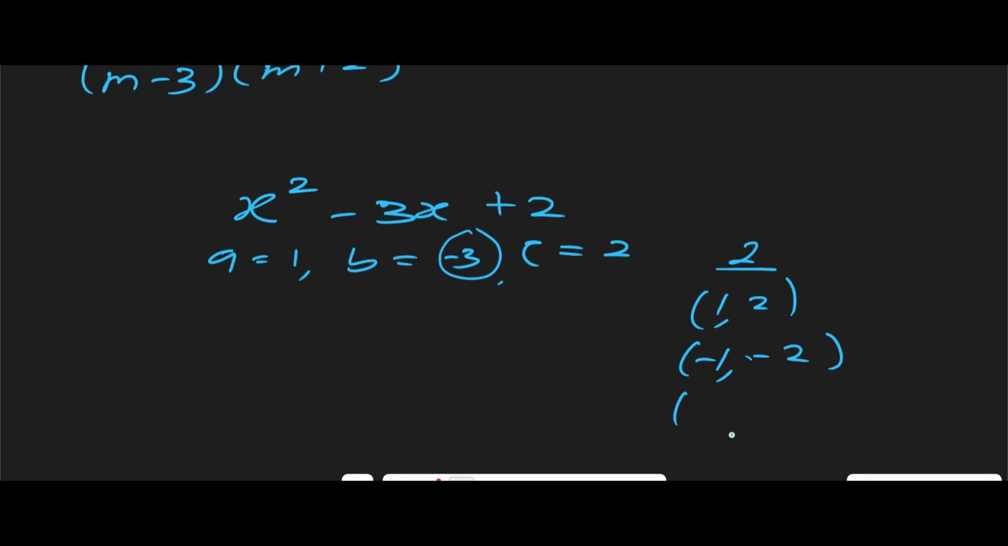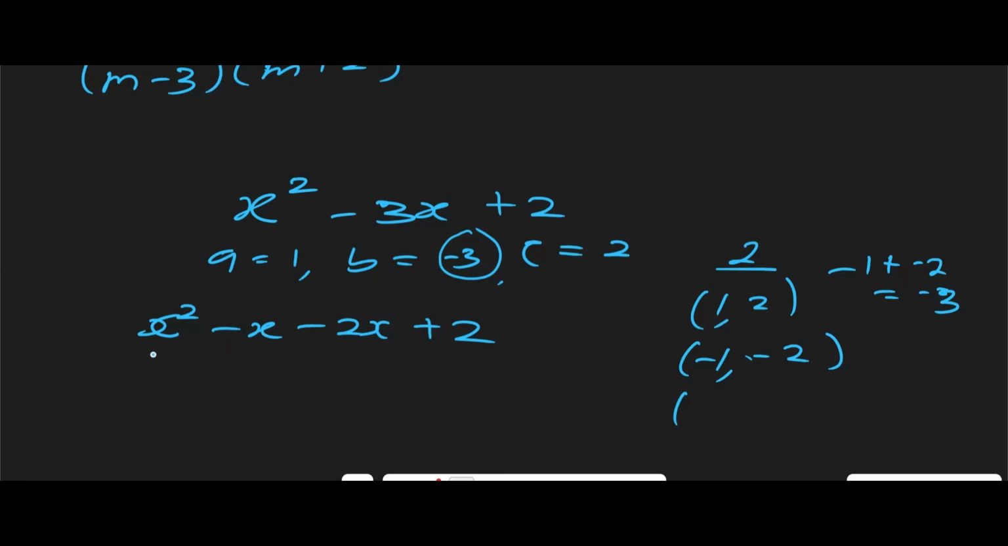Then when we add or subtract, we can get -3. So which one am I going to use here? We can use -1, -2 because -1 plus -2 will give me -3. So I'm going to use that one. So I just replace -3x with these two numbers. So let's go. I'm going to get x squared, so we're going to get -x. Remember, -x is the same as -1x. Minus 2x plus 2. We have 4 terms now.